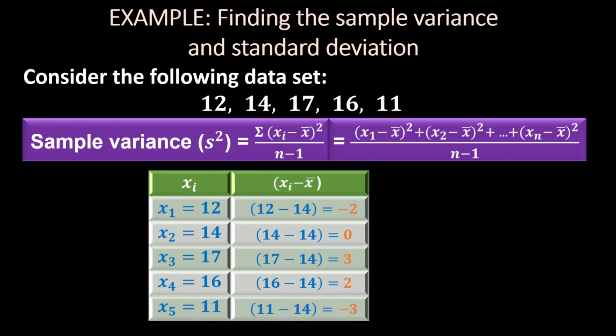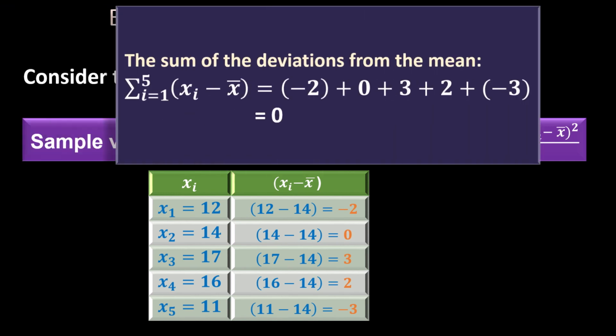Do you remember, I explained in the last video, the sum of the deviations always must be 0. How about here? Negative 2 plus 0 plus 3 plus 2 plus negative 3, that is also 0. Yes, it is true. It is always true. So the summation of the entries in this column must be 0.